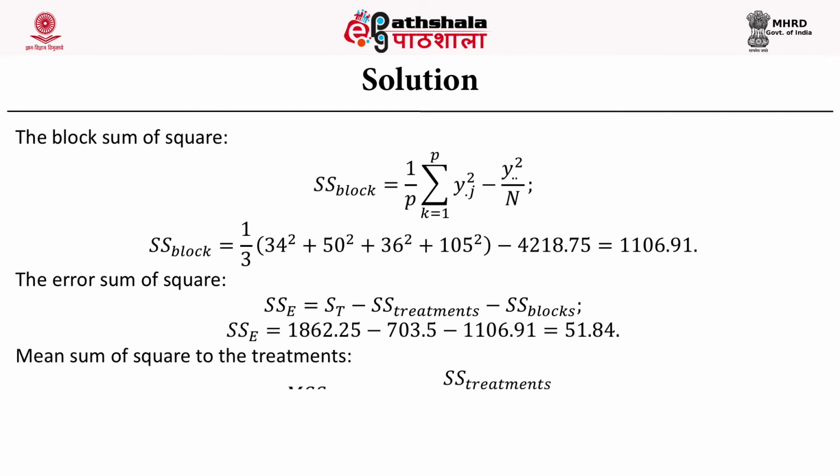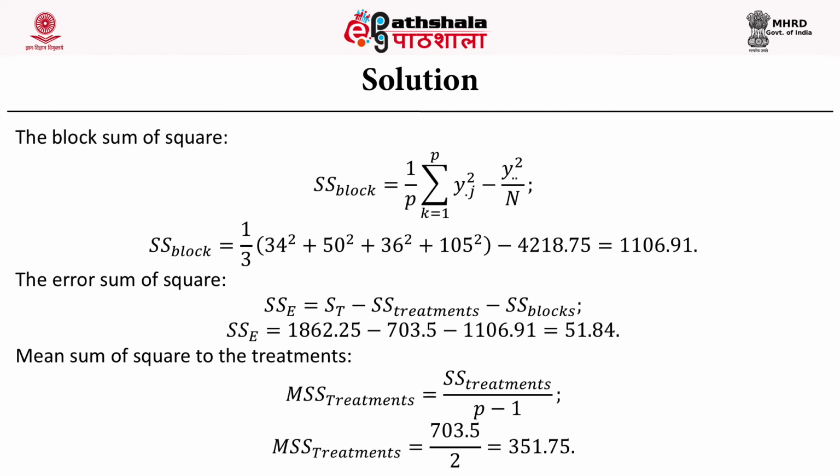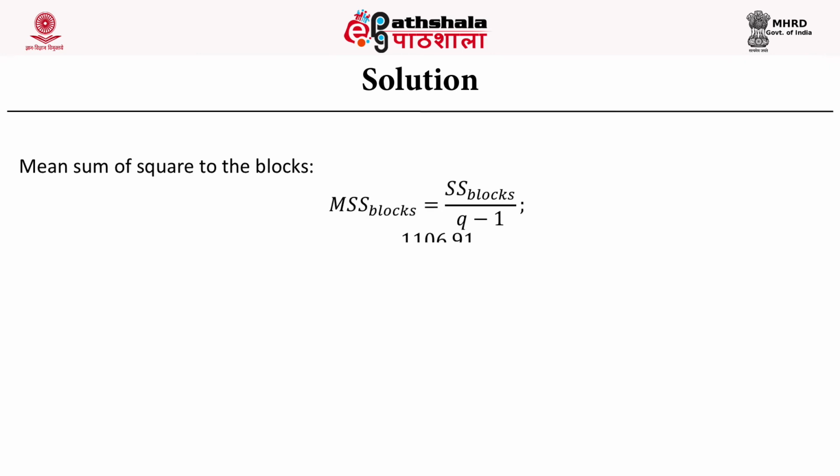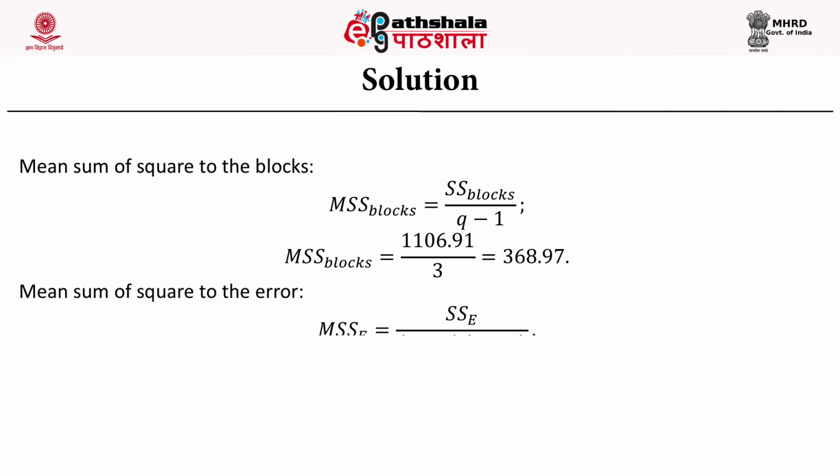The mean sum of squares of treatment is equal to the sum of squares of treatment divided by the degrees of freedom, that is p minus 1, which is equal to 351.75. The mean sum of squares of block can be found using the same formula, and we get 368.97. The mean sum of squares of the error term is 51.84 divided by 6, so the answer is 8.64.